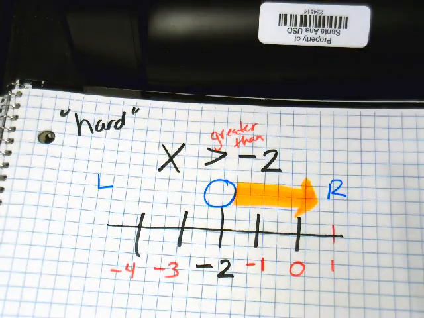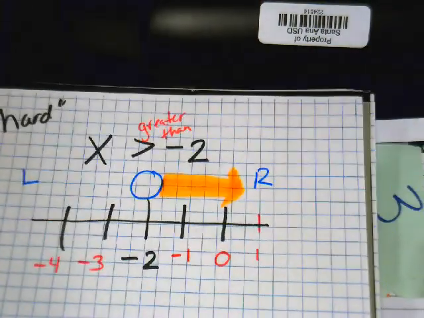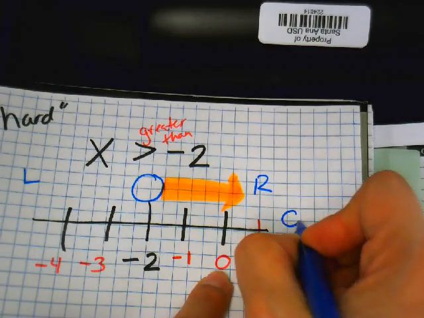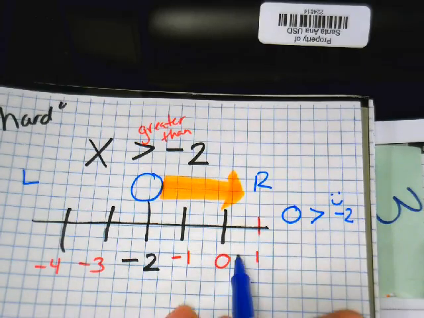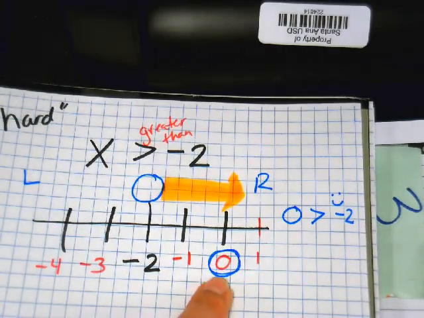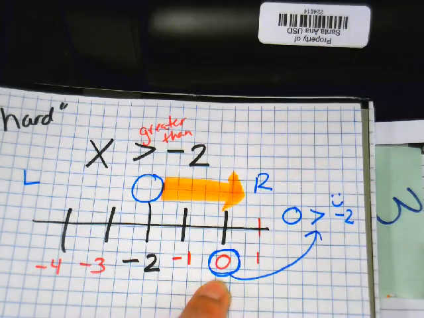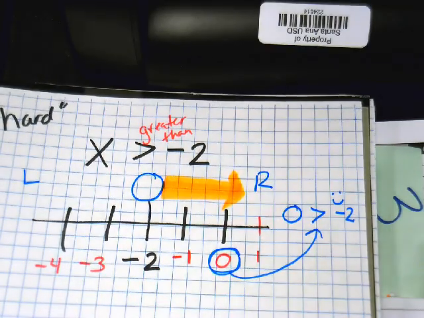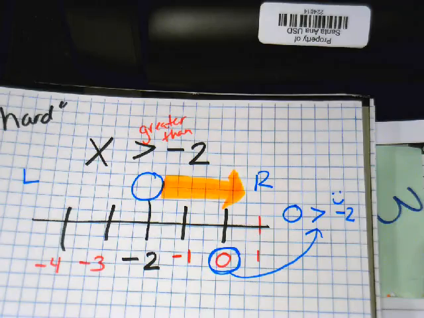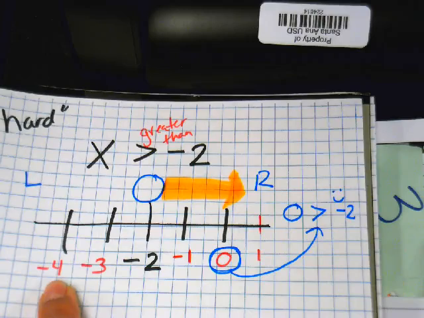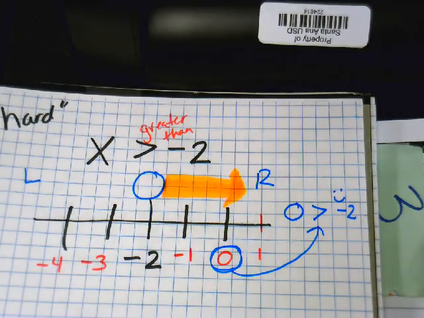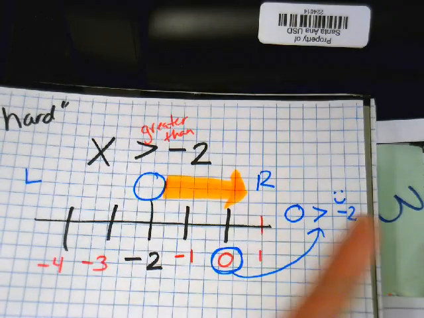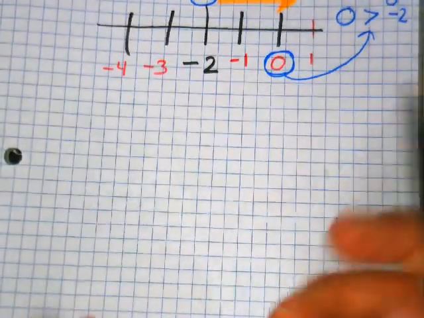And if you don't understand why we shaded this way, you can pick a number. I'm going to pick 0. Is 0 greater than negative 2? Yes. So that's why I'm going to shade in the direction where the 0 is, because 0 makes the alligator happy. So I'm going to shade in the direction that makes the alligator happy. If I were to use negative 4, it's not greater than, I would have an angry alligator. You can choose any of these numbers. I just chose 0.